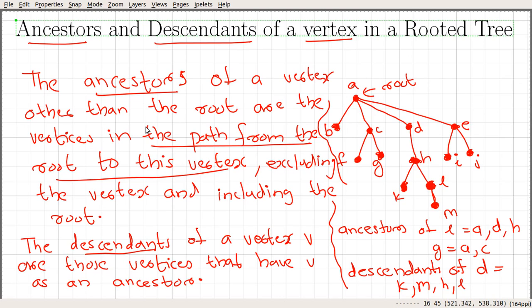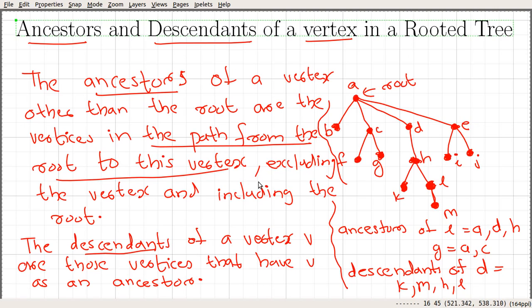The ancestors of a vertex are the vertices in the path from the root to that particular vertex. It excludes the vertex and includes the root, and descendants are those vertices that have V as an ancestor.